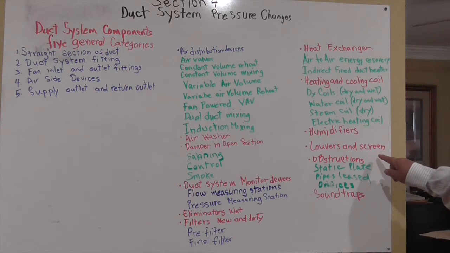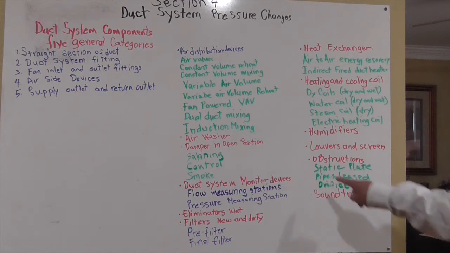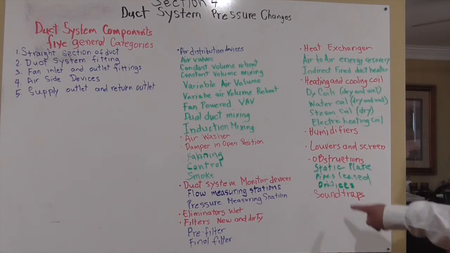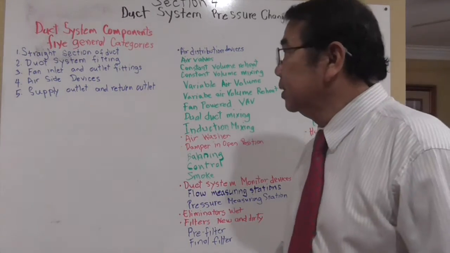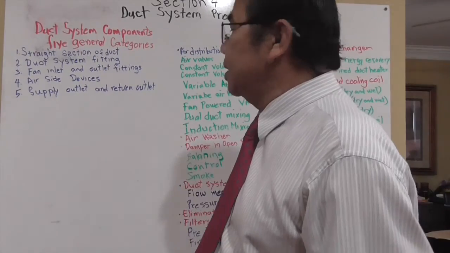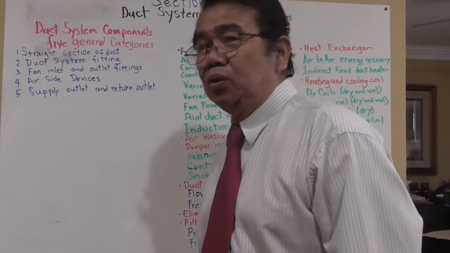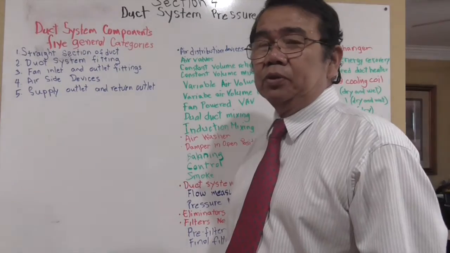And then we have another one here, the louvers and screens, okay. And then we got another one here, obstructions. We have static plates, pipes, leads, and then orifices. And then the last one we categorize, we've got a sound trap. Okay, those are the airside devices that we will install into the system that will produce friction.